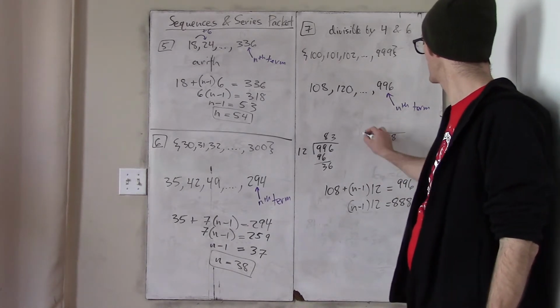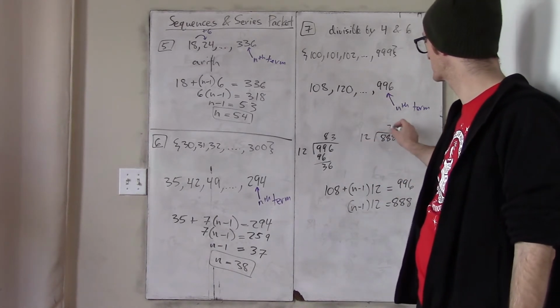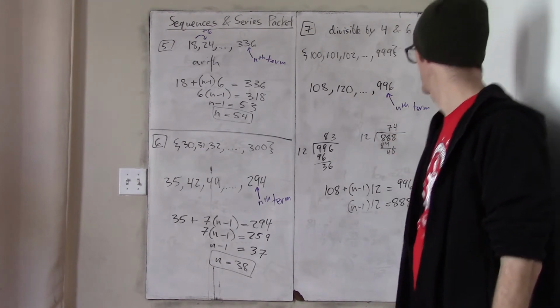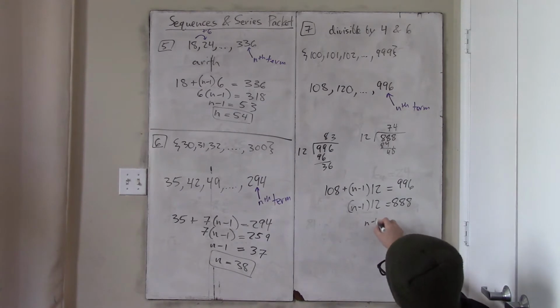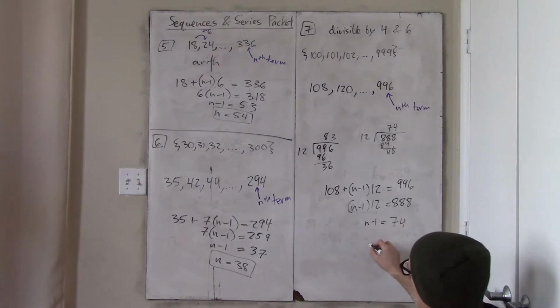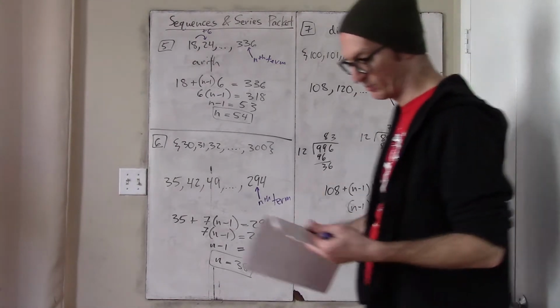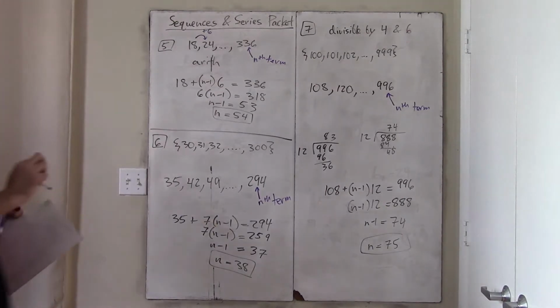I could probably avoid this, but I'll just do it anyway. So that's 7, 84, 48, 4. So that's 74. So n minus 1 is 74, and n is therefore 75. So there are 75 terms in this arithmetic sequence, and thus there are 75 three-digit numbers which are divisible by 12. Okay, good. That was page 1 of this packet.